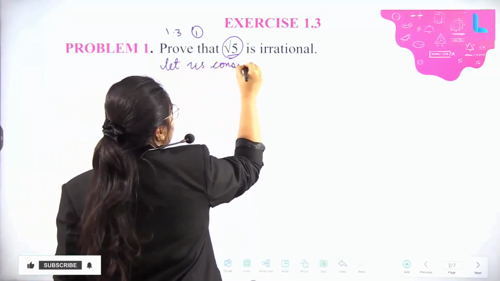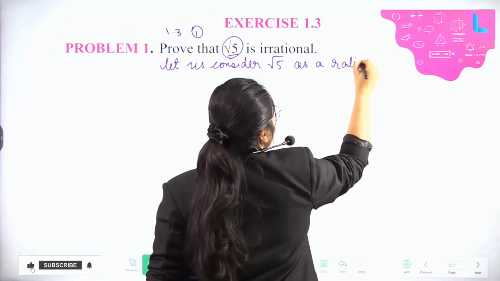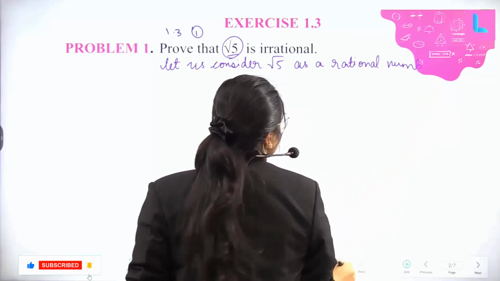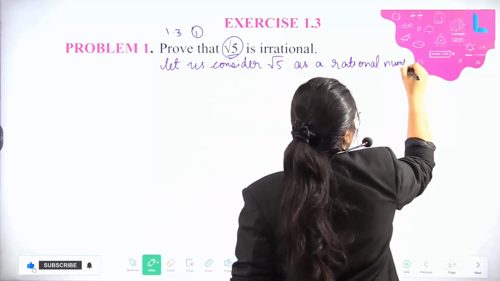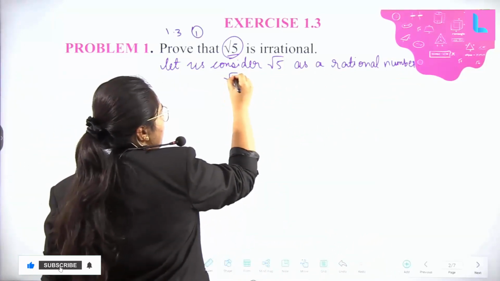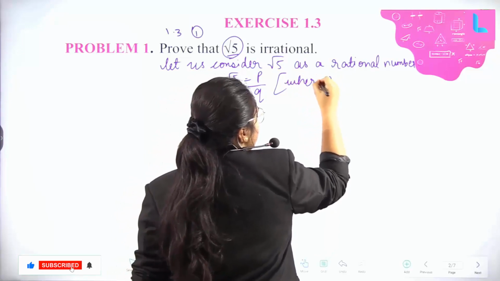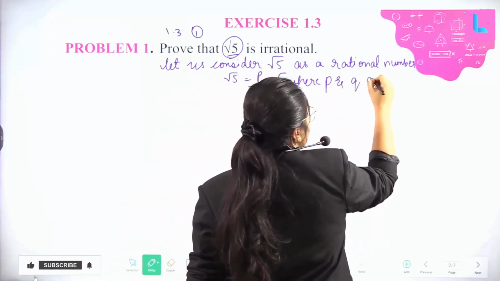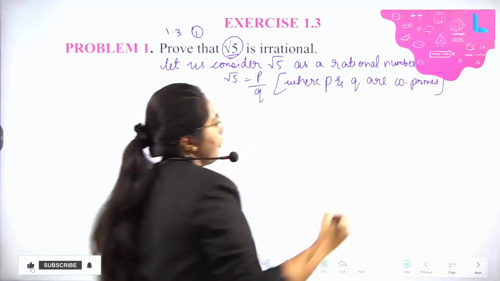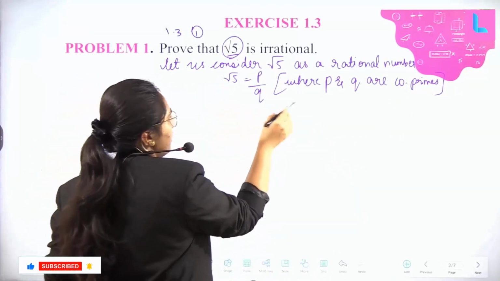Let us consider root 5 as a rational number. The first step is we have to consider root 5 as a rational number. If it is a rational number, root 5 will be p upon q, where p and q are coprimes. We have already solved some 4 or 5 examples on this. This is the continuation of that, out of which even this one I have solved.